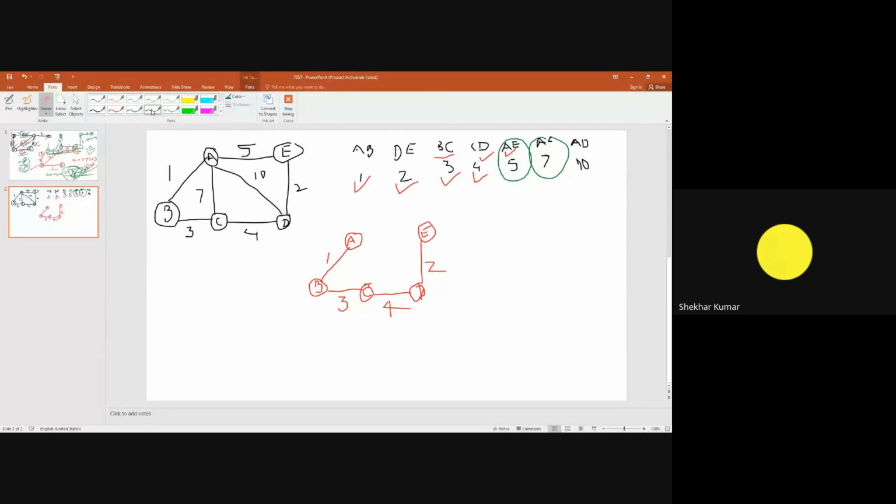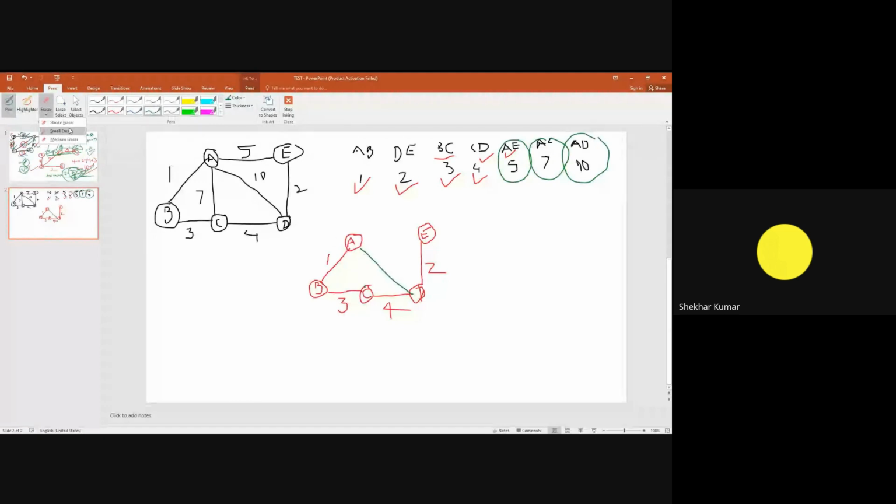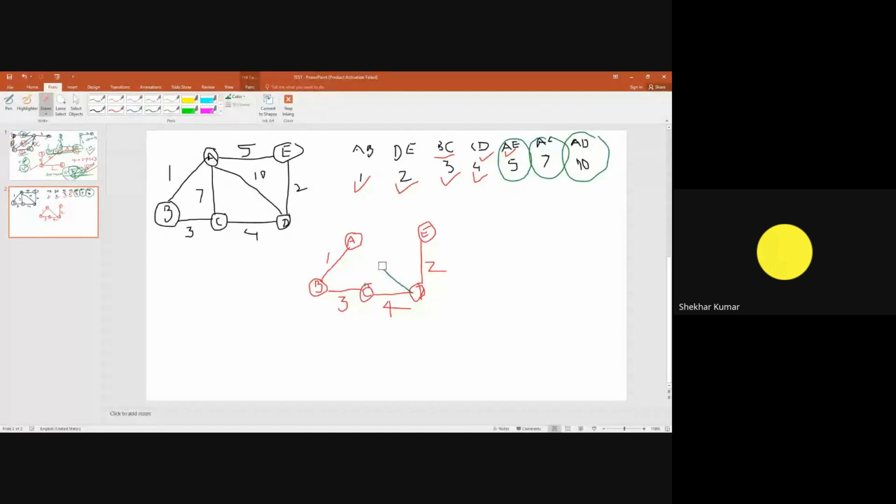Next is your AD. Okay. If I am connecting the edge AD with weight 10, there is also a cycle. So simply discard this edge also.